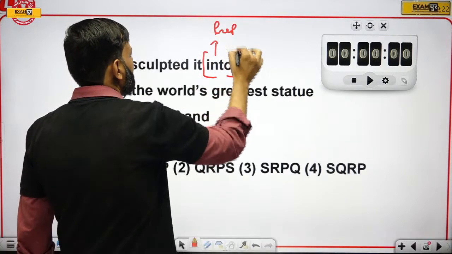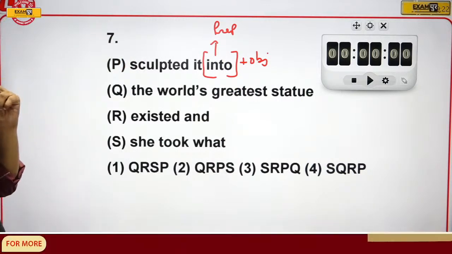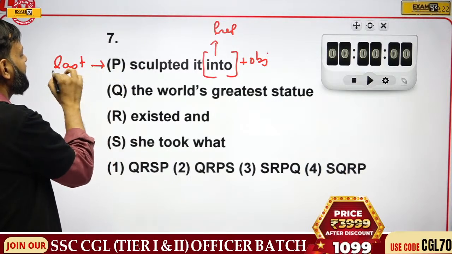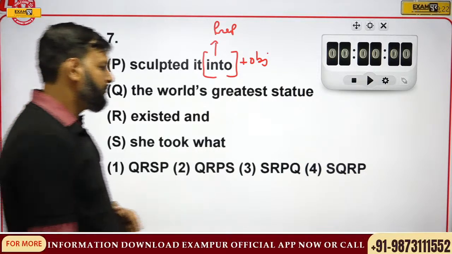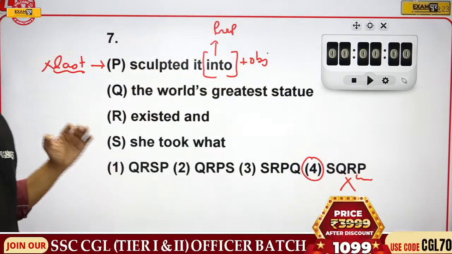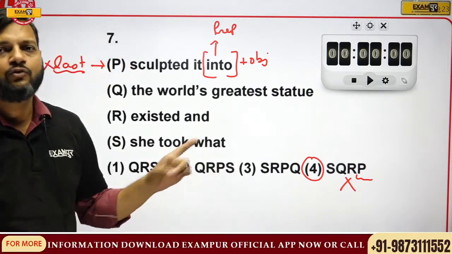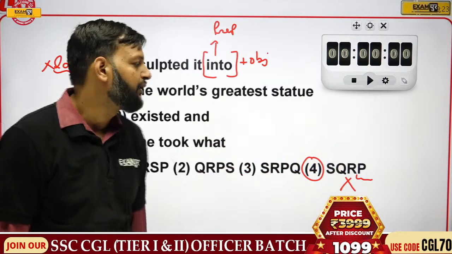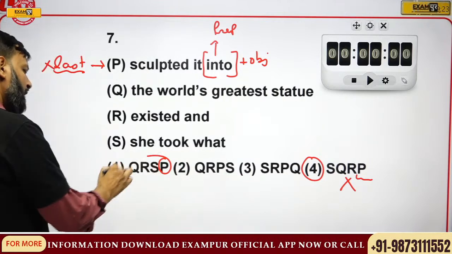Okay, and a preposition should be followed by an object. It means this cannot be the last sentence, right? So option number 4, eliminate it, because it has P as the last sentence. As I said, the P sentence ends with a preposition which needs an object. That's why P cannot be the last sentence. So eliminate option number 4. I am not telling you that it is the right answer, I am telling you to eliminate it. Again, option number 1 also has P at the end, so eliminate this as well.